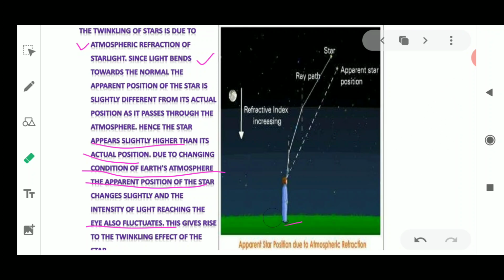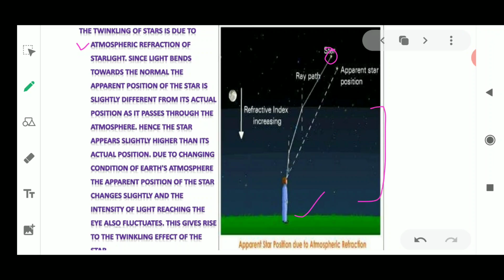Now, when we are talking about this apparent position, it is because of the movement of the starlight through the different layers, bending towards the normal, and the more it bends towards the normal, we are able to see the star just above the actual position. So we can see a different position of the star according to the position of the person who is looking and from where they look.